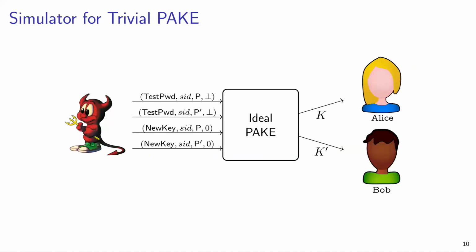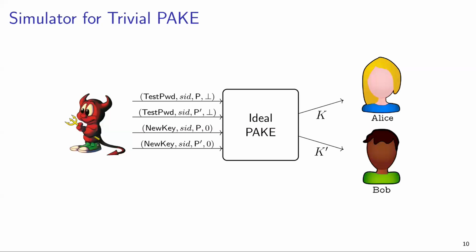Now, to show that the trivial PAKE implements the PAKE ideal functionality, we need to show a simulator that makes the ideal world here match the real world. So in particular, the simulator needs to make the ideal functionality also output independent uniformly random keys to the two parties. So to do this, we just have the simulator interrupt both sessions. That is, the simulator will pick a fake password.